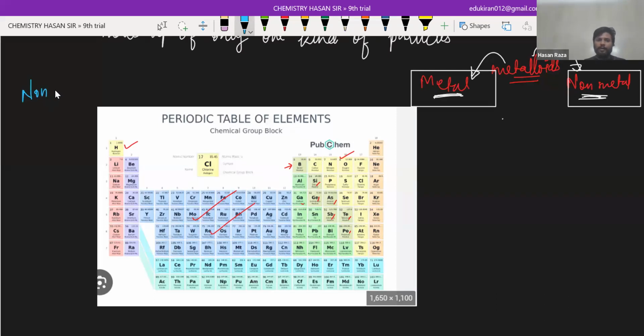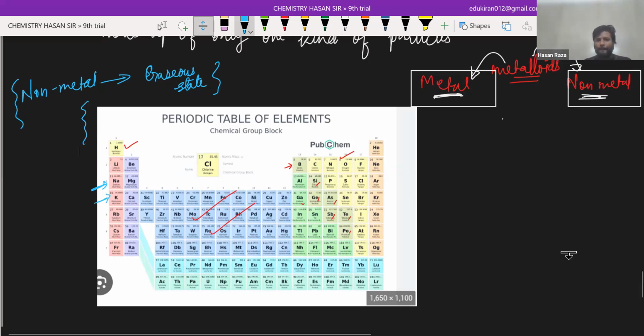So non-metals generally exist in gaseous state, but there are some exceptions, like diamond, which is the hardest substance known, and bromine, which exists in liquid state. Is that clear? Metals are solid and hard, but metals like sodium and potassium can be cut with knives, they are very soft. You will learn this in class 10th. This is some extra knowledge that you should know.